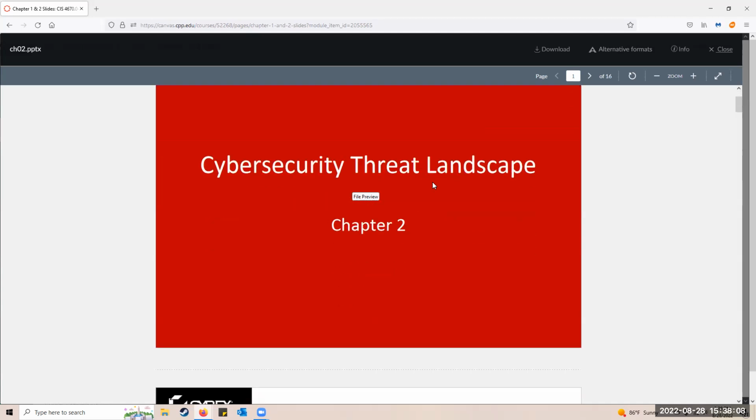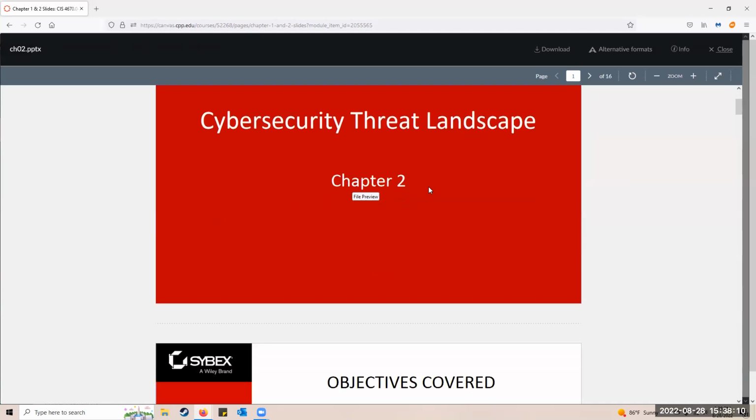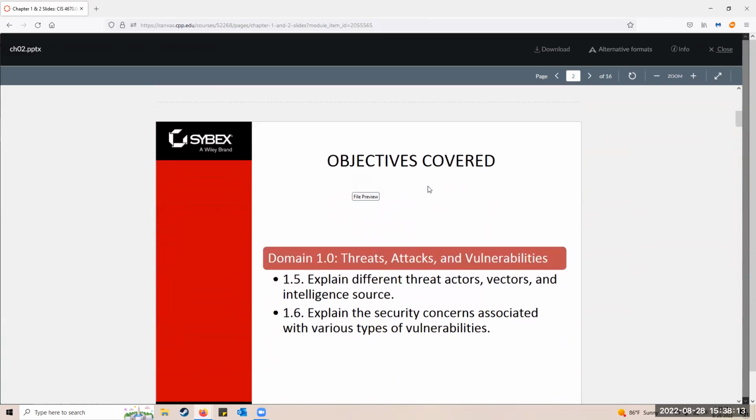Okay, so security threats are ever changing, and some threats have been there forever. Bad actors, internal threats, cyber criminals, cyber activists, nation states, etc. But we're going to dive a little bit deeper and explain what a threat actor is, what a vector is, what an intelligence source is, and look at the different controls and concerns associated with these different types of vulnerabilities that come up within threats.